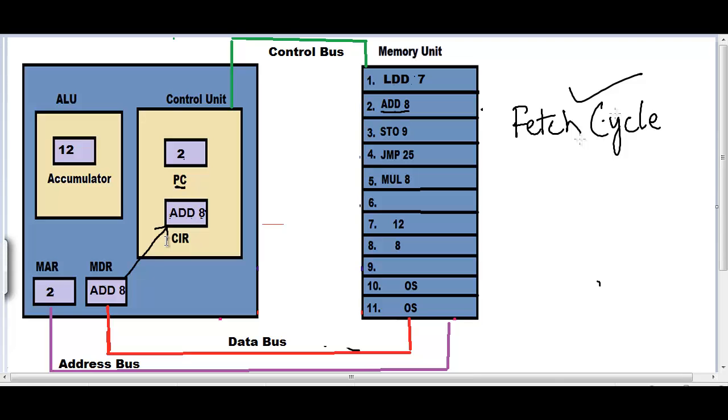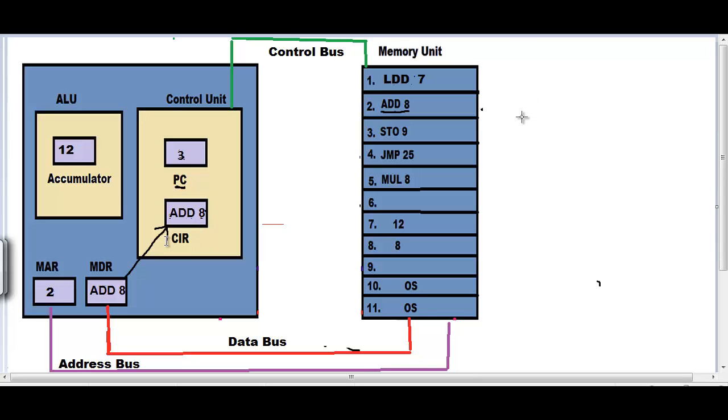Now that this instruction has been fetched, the value in the program counter is updated so that the program counter points to the next instruction that is going to be fetched. The value of the program counter is incremented by 1 and it now becomes 3 instead of 2. Once the program counter has been updated, the instruction in the CIR is decoded by the decode unit, and then this instruction is executed.